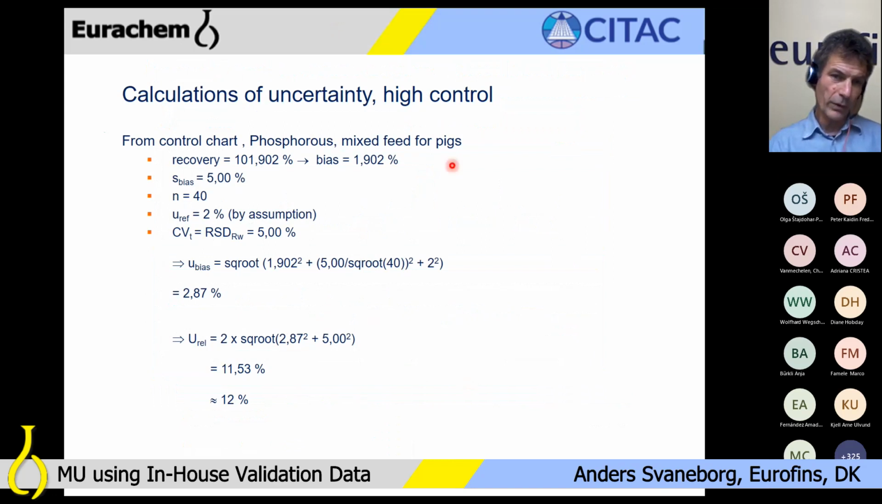So this control sample is a high control sample. The recovery here was 102% rounded. That means that the bias is 1.9%. The S bias is the total standard deviation of the whole data series, so it is 5%, and we have 40 days.